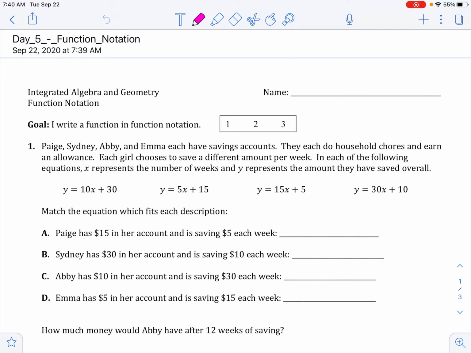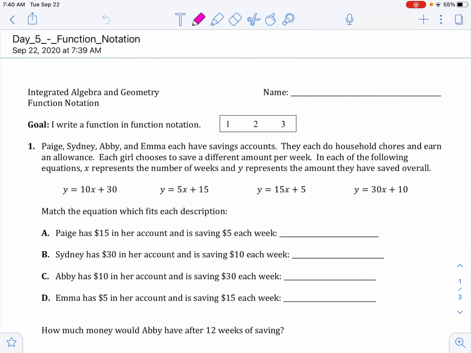Okay, so what we're going to start off by doing is we are going to match these equations to each situation. These are not written in function notation. Now remember, the word notation just means a way of writing. So it's just another way of writing an equation.